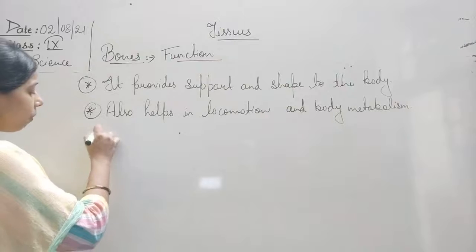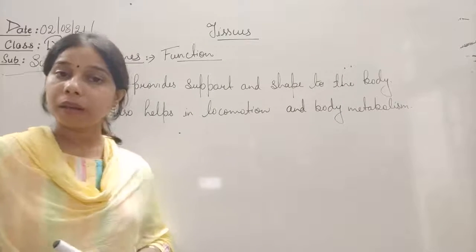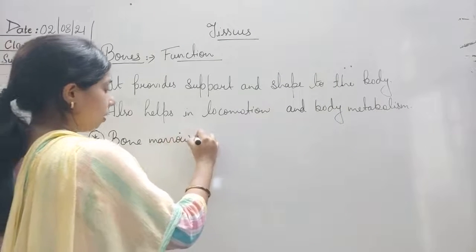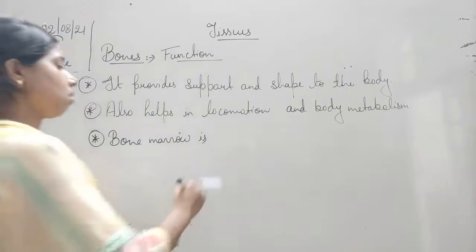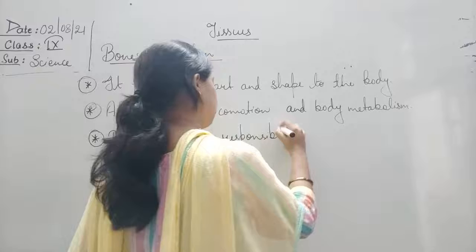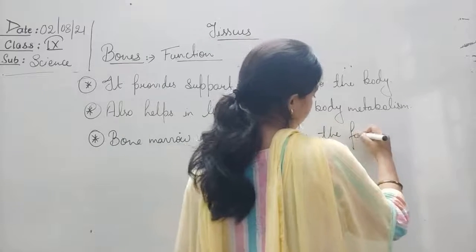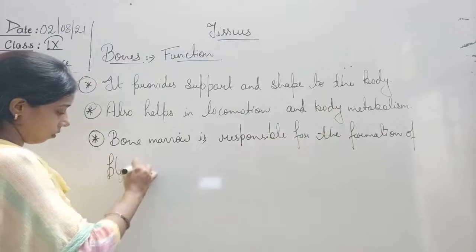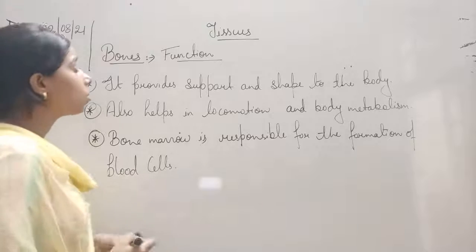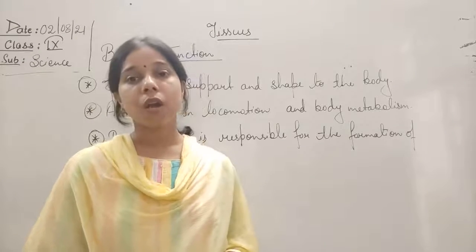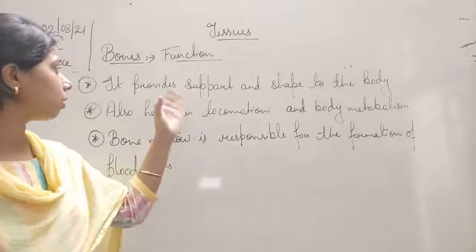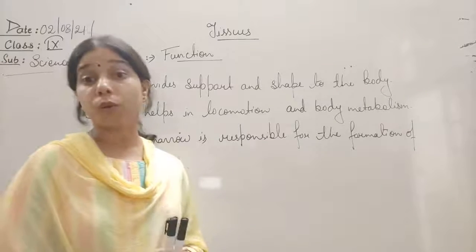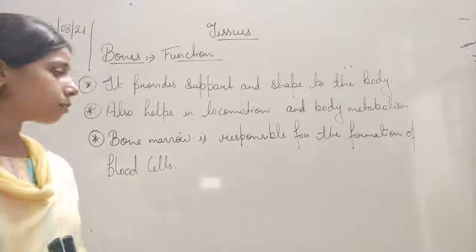Then the next one, the bone marrow is responsible for the production of red blood cells, the formation of blood cells. So these are some of the functions of the bones, students. First, it helps in giving support and shape to the body. Second, it helps in providing locomotion and also works on the body metabolism. And finally, it is responsible for the formation of blood cells.